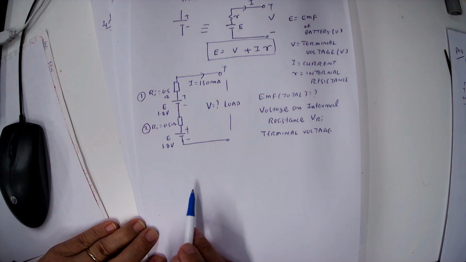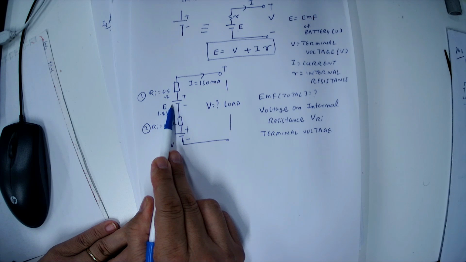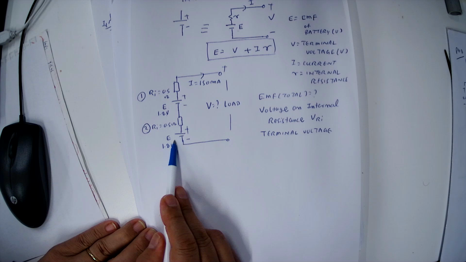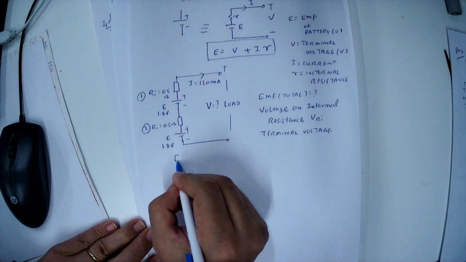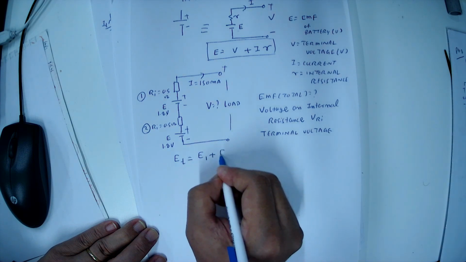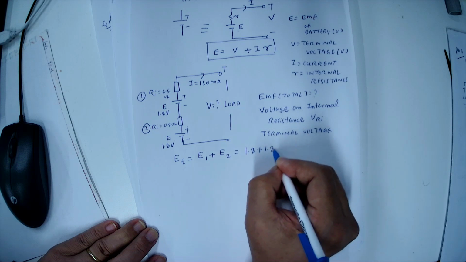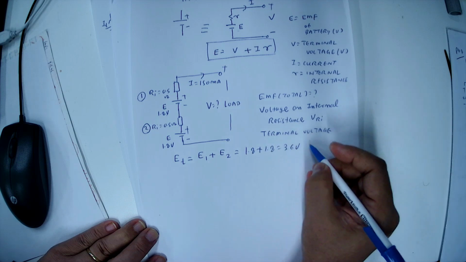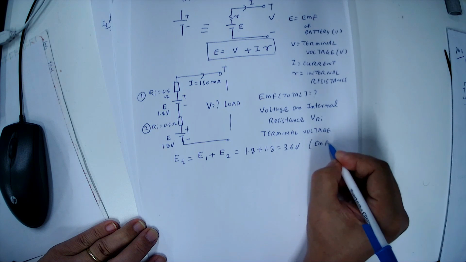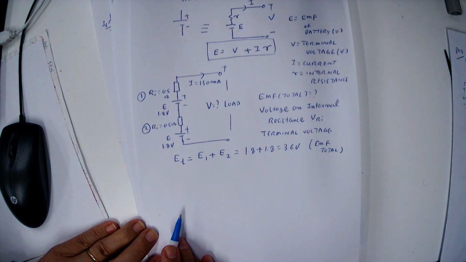Firstly, two batteries are connected in series. Battery 1 has electromotive force 1.8 volt. Battery 2 has electromotive force 1.8 volt. Therefore, total electromotive force is equal to electromotive force 1 plus electromotive force 2. So 1.8 plus 1.8, you get 3.6 volt. This is the EMF total. EMF total is 3.6 volt.